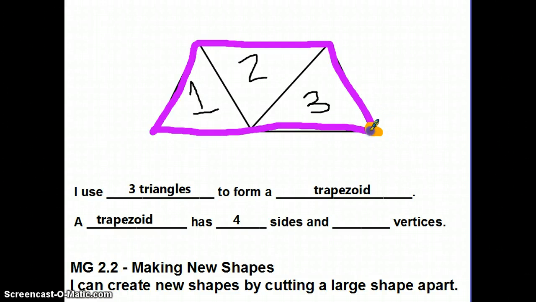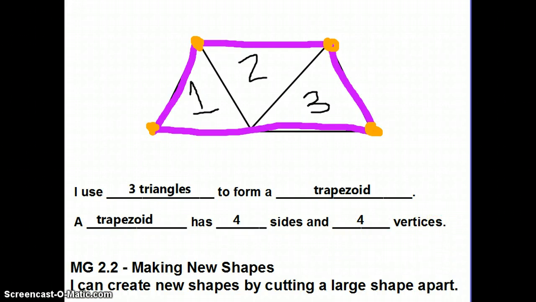So I have 1 vertex, like the corner where 2 lines meet with each other. So 2, 3, 4. If it's by itself, we call it vertex. When it's 2 or more, we call it vertices. Okay. So I have 4 vertices. So I'm going to go ahead and tell my partner I use 3 triangles to form a trapezoid. A trapezoid has 4 sides and 4 vertices.